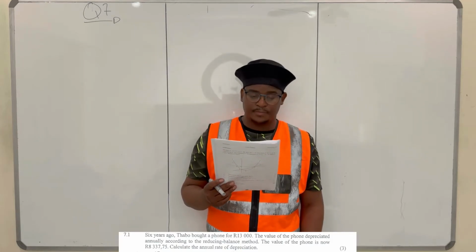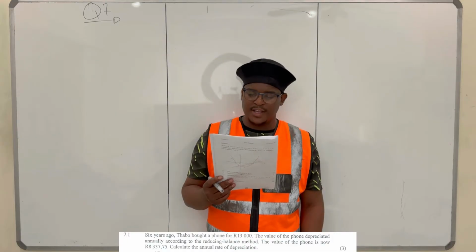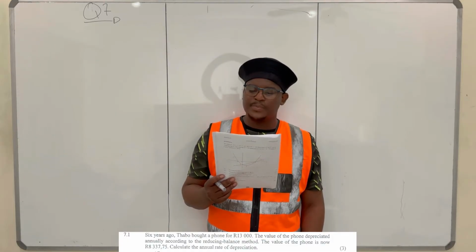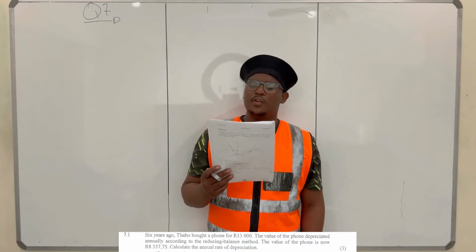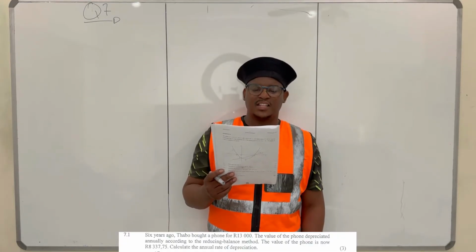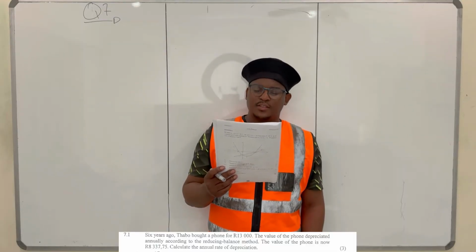Let's read this again. 6 years ago, Tabo bought a phone for 13,000 rands. The value of the phone depreciated annually according to the reducing balance method. The value of the phone now is 8,337 rand 75 cents. Calculate the annual rate of depreciation.